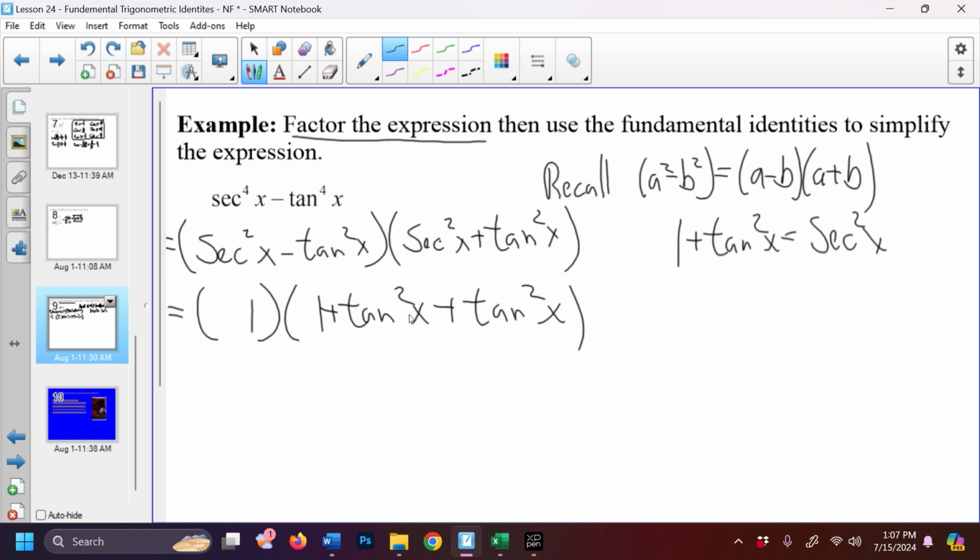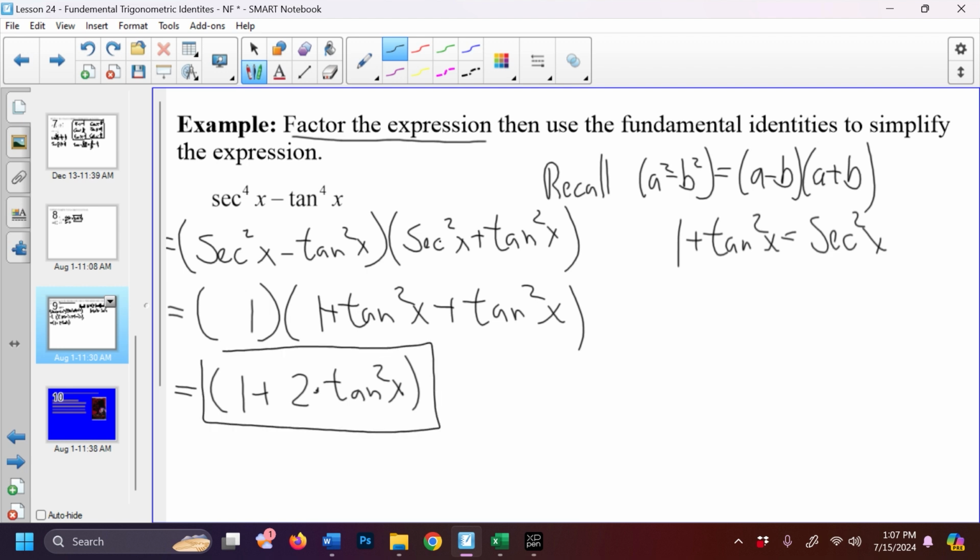And so these two can combine, so my final answer, 1 times anything is just itself, and so I'll have 1 plus 2 times tangent squared x, and now I only have one trig function, and there's nothing else that I can combine, so I am finished with that one right there. All right there, folks, that is all I've got for today.